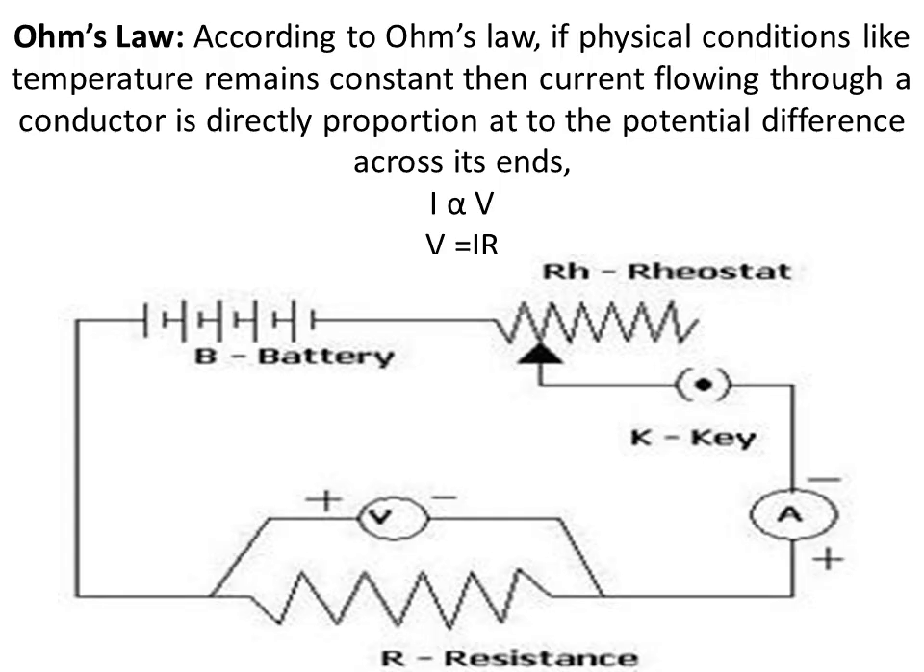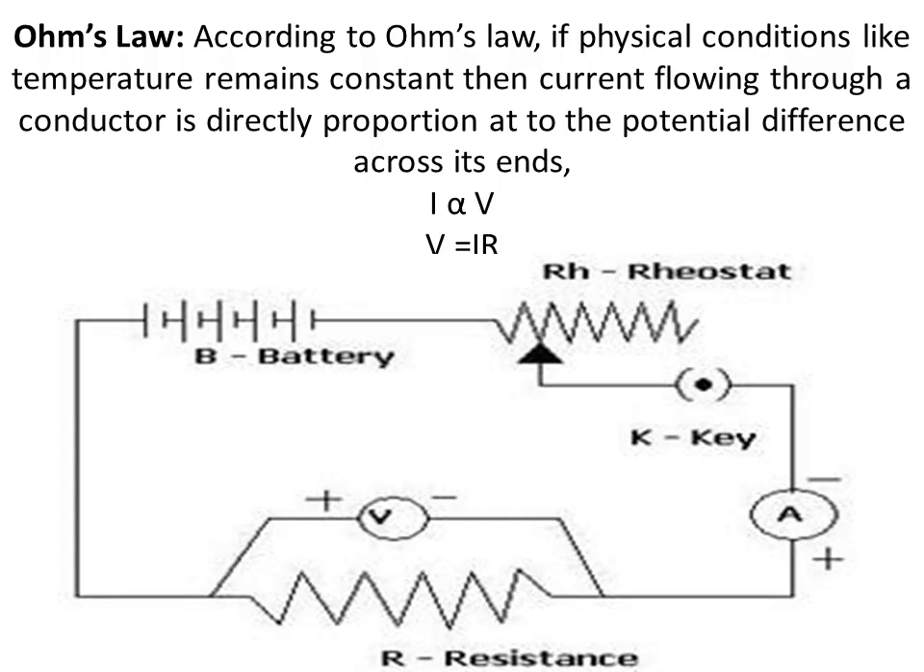Definition of Ohm's law: if physical conditions like temperature remain constant, then the current is directly proportional to the potential difference. I varies as V, or V is equal to IR.